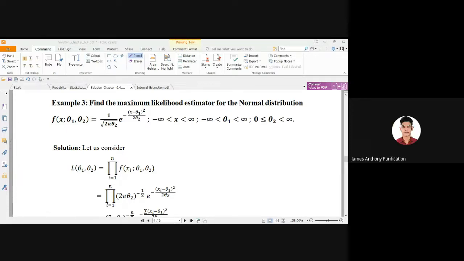So the formula f of x, theta 1, theta 2 equal to 1 by... This is the normal distribution, the formula for normal distribution. Here you can see there are two parameters, one for theta 1 and another for theta 2. Then actually theta 1 and theta 2 are the two variables for normal distribution. Actually theta 1 will be the mean and theta 2 will be the variance. But is it really true? We'll justify, we have to justify this.